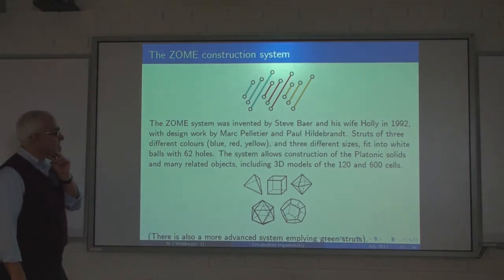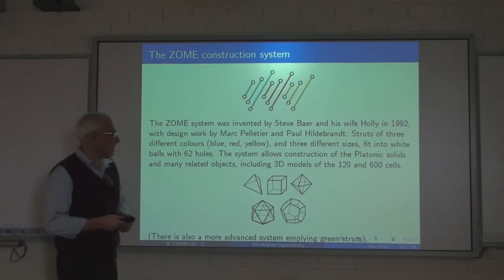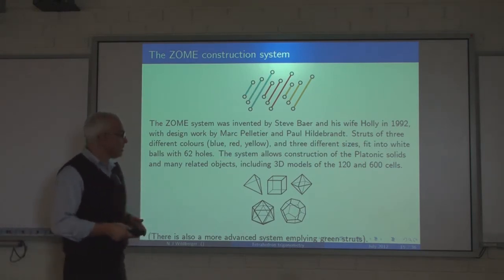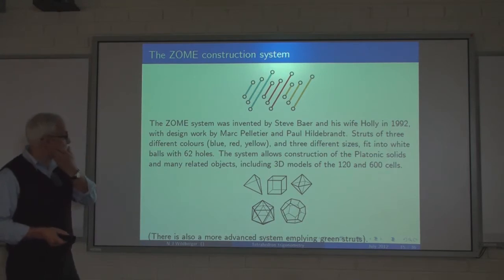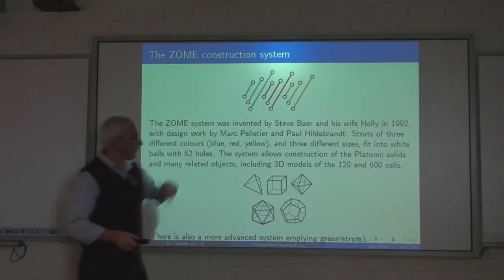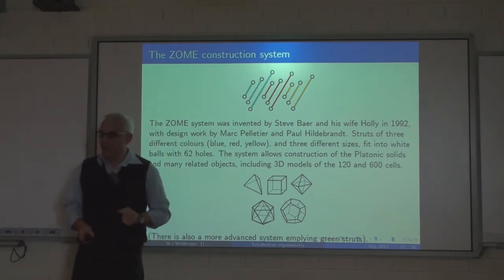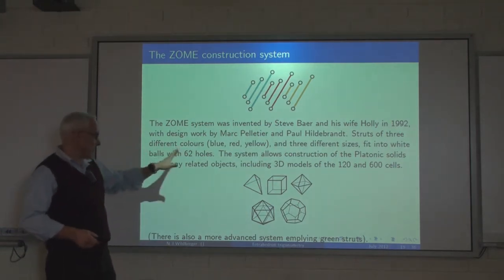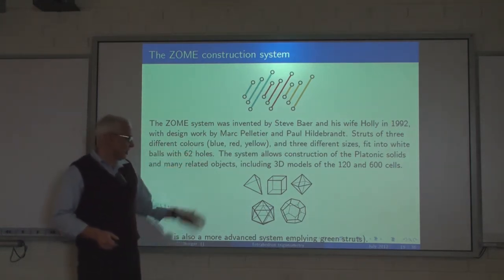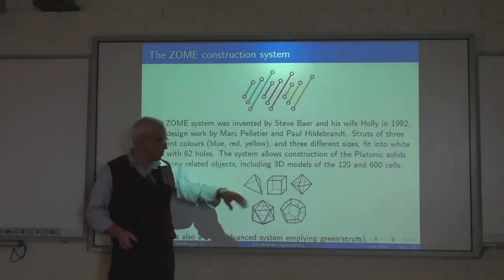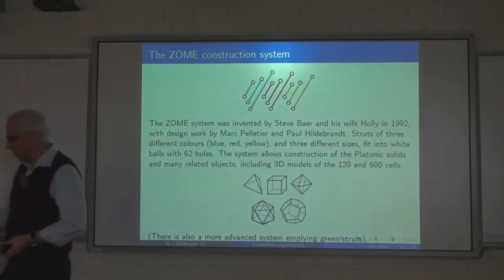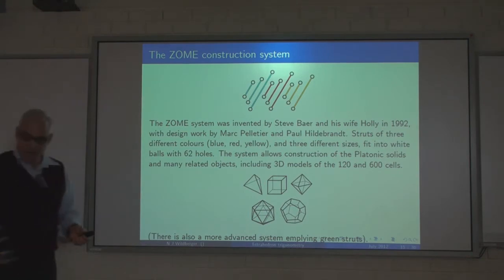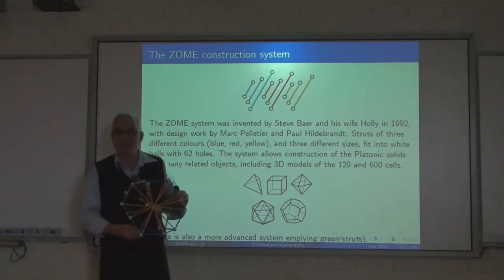innovation created by Steve Baer and his wife Holly in 1992, with design work done by Marc Pelletier and Paul Hildebrandt. Okay, so the idea is that we have struts of 3 different colors, the blue, red, and yellow, and 3 different sizes. Each one of them comes in 3 different sizes, and they fit into these white balls that you've seen with 62 holes. And this system is very flexible. It allows us to construct the Platonic solids and even 3-dimensional models of 4-dimensional polytopes, like the 120 cell and the 600 cell. So where do these 62 holes come from?